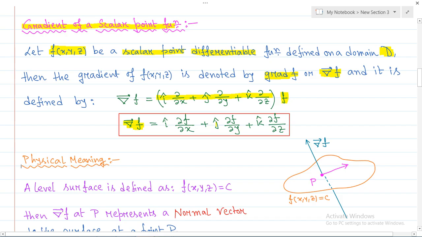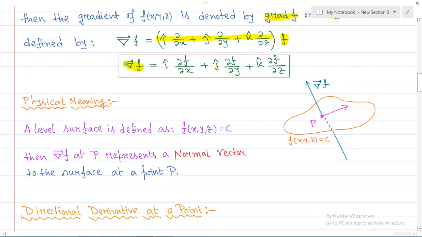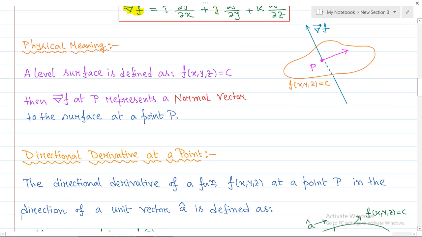Now let us come to the physical meaning of this gradient at a particular point. Suppose we have a scalar point function f of x, y, z equals c. This type of function in vector calculus is known as a level surface. So let us consider this level surface which I have drawn here, and right now I am shading it with yellow color. So this whole surface is nothing but our level surface.